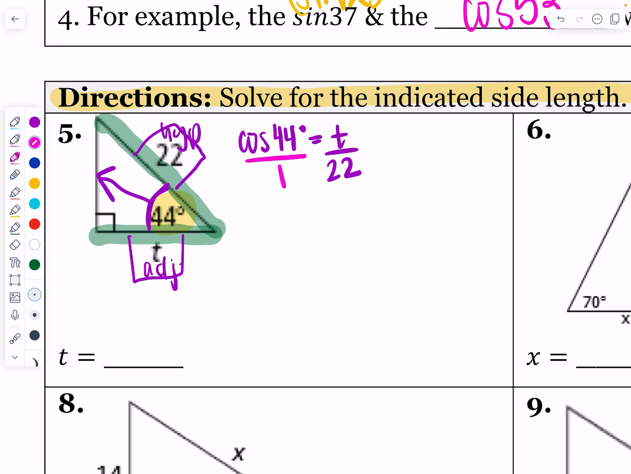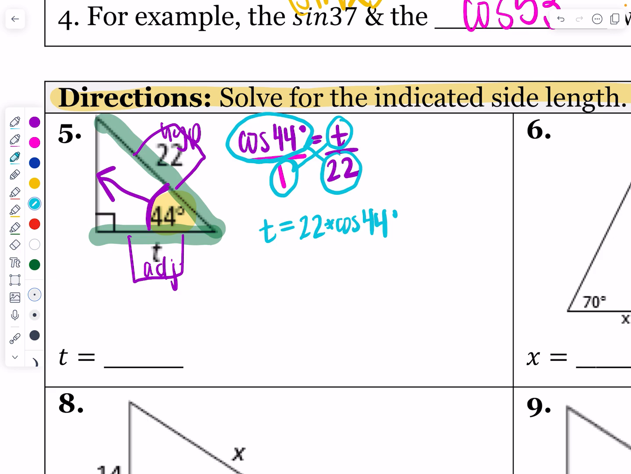When I cross multiply, thankfully I always start with the t. Thankfully the t is already by itself. I say that it's times 1, which is just t. So it's already alone on one side by itself. And then we're going to multiply that by the coefficient of 22 times the cosine of 44 degrees. We want to separate those numbers just so we don't have to type extra parentheses into our calculator. So that's 22 times the cosine of 44.